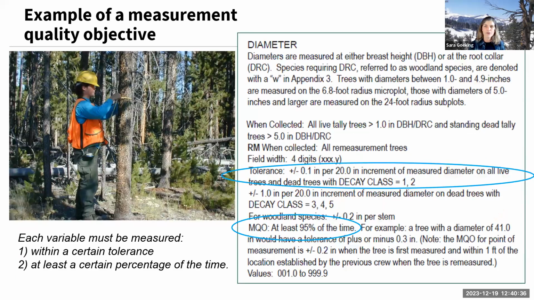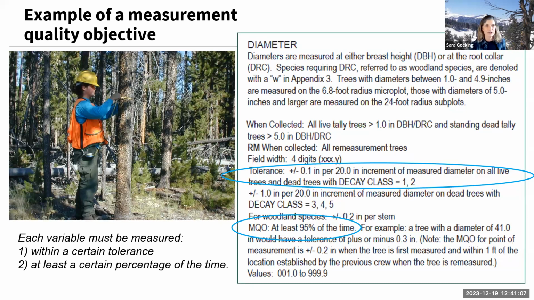So when those crews go to a plot, if they're the second crew to go there, they are keeping in mind that we have measurement quality objectives for everything that we record or measure in the field. As an example, for diameter, we want to be within 0.1 inch for every 20 inches of diameter of the tree. And we want to achieve that goal 95% of the time.